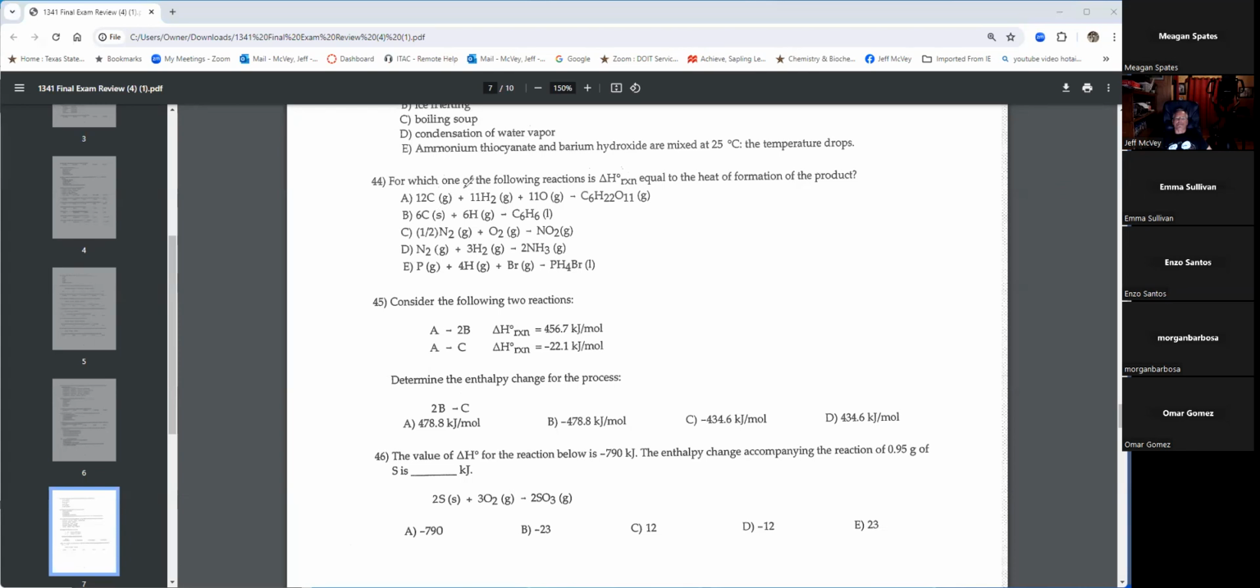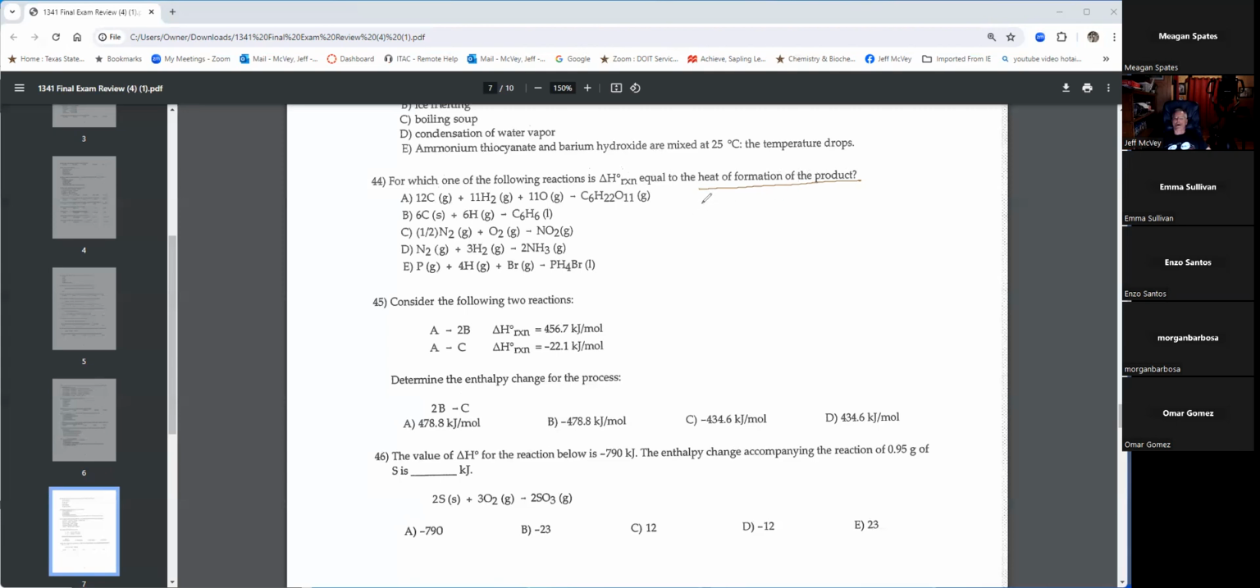All right. So for which one of the following reactions is ΔH equal to the heat of formation of a product? This might be a little obscure, but heat of formation of any product is tabulated data. This is how you wind up doing ΔH equals ΔH of formation of products minus the ΔH of formation of reactants.